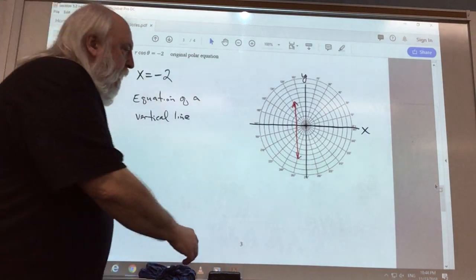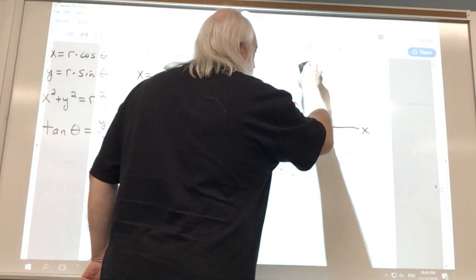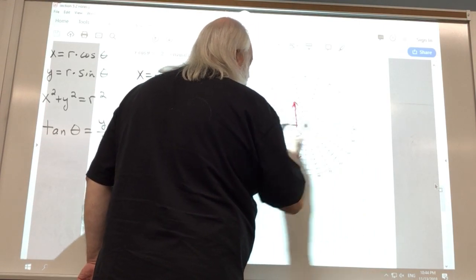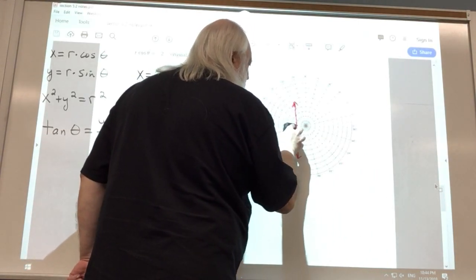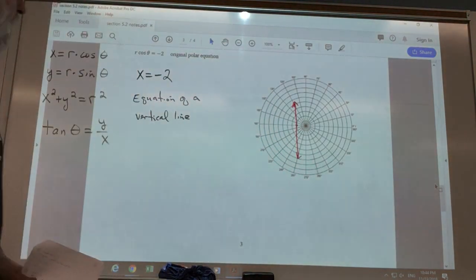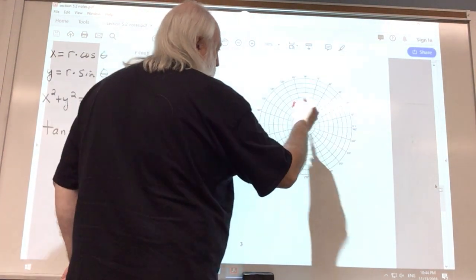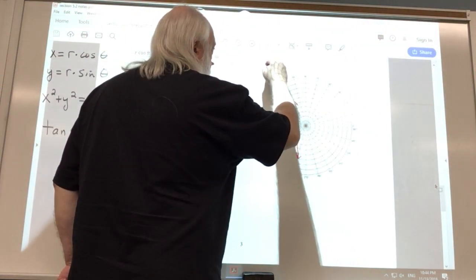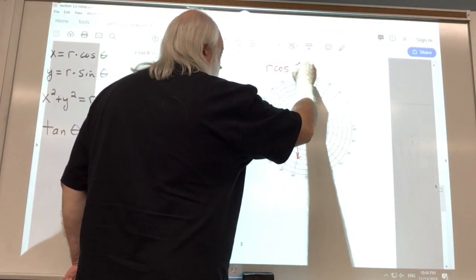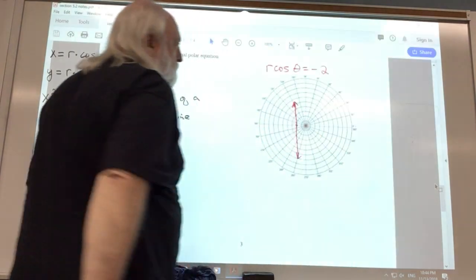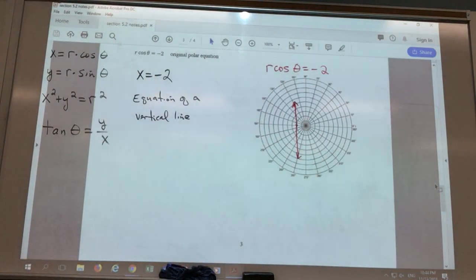And now we erase the x and y axes, and we have the graph of the polar equation r cosine theta equals -2. This is the graph of r cosine theta equals -2. It's a vertical line that just touches the left side of the second circle.